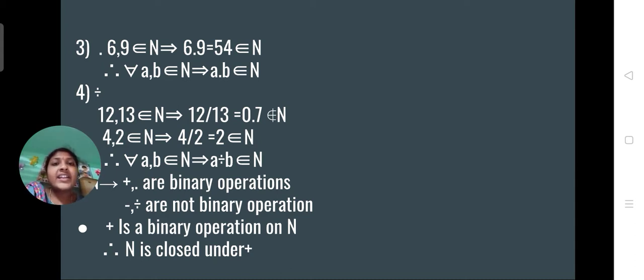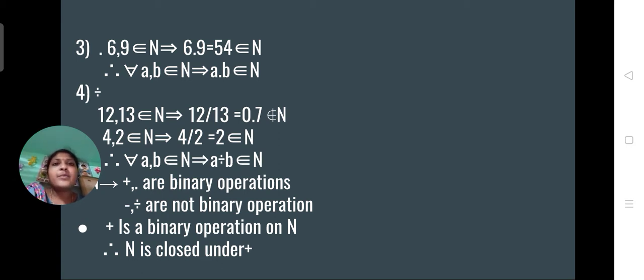Next, let us go to another operation, division. Here we take two elements from the natural number set, 12 and 13. These two belong to the natural number set. Then 12 by 13 is approximately 0.92, which does not belong to N.